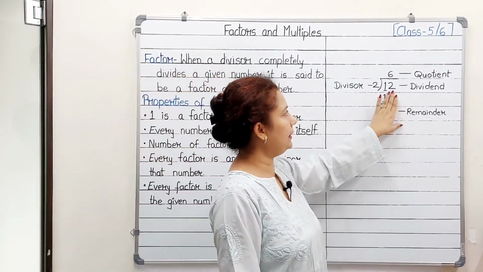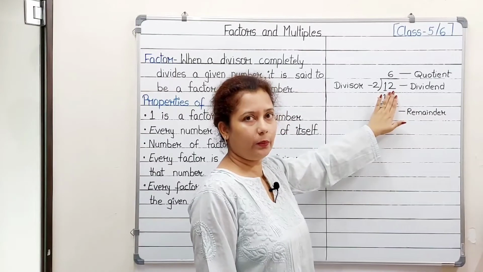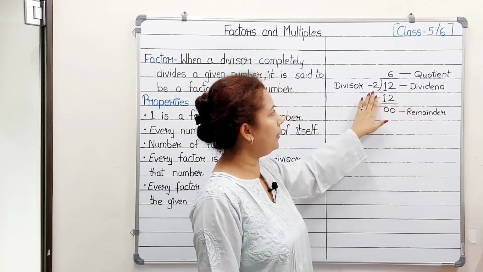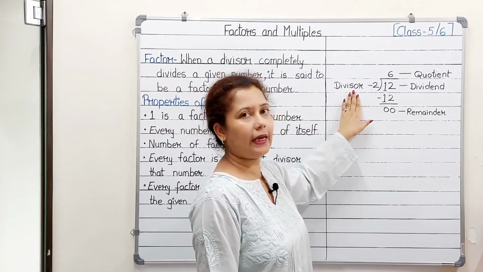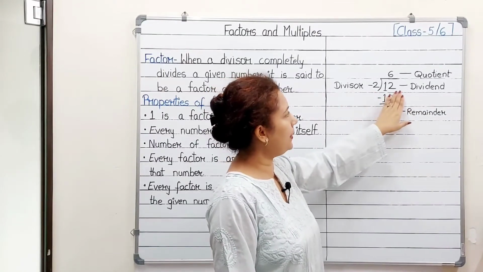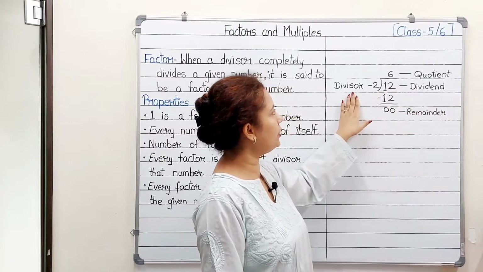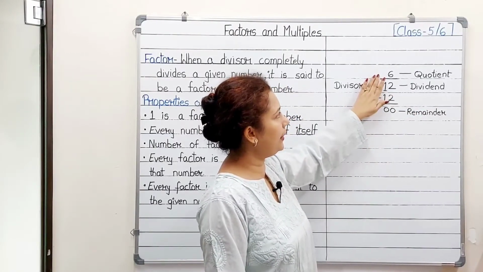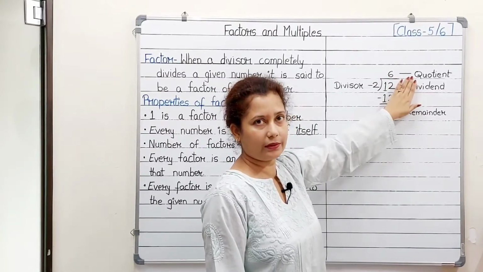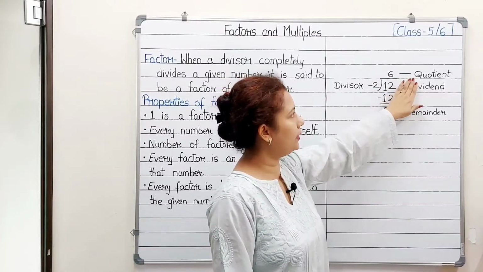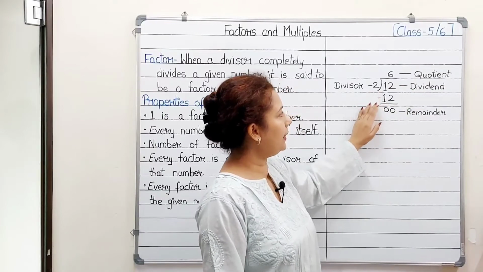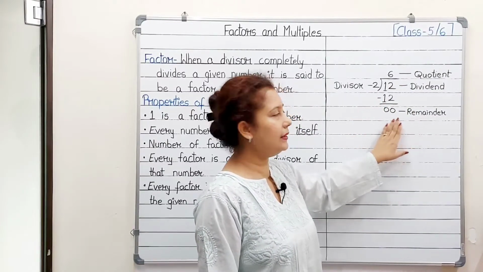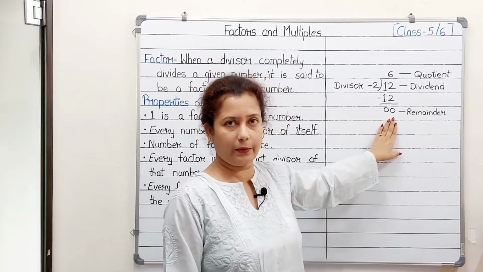When we are dividing a number, the number which we are dividing is called the dividend. The number by which we are dividing is called the divisor. So here 12 is the dividend and 2 is the divisor. After dividing, the result which we get is called the quotient. So here 6 is the quotient. After dividing, the leftover number is called the remainder. In this case, the remainder is 0.